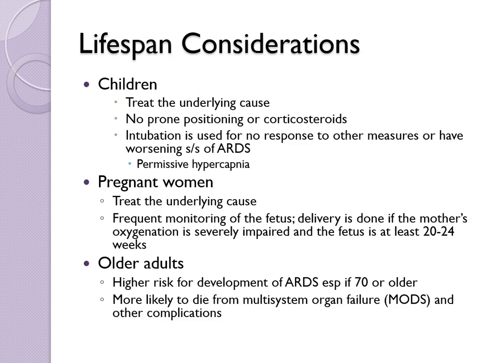So for our older adults, they are more at risk for developing ARDS, especially if they're 70 or older. They're more likely to die from multisystem organ failure or MODS and have other complications like developing sepsis. They also have cardiovascular disease, diabetes, renal failure, and it makes it much more complicated.